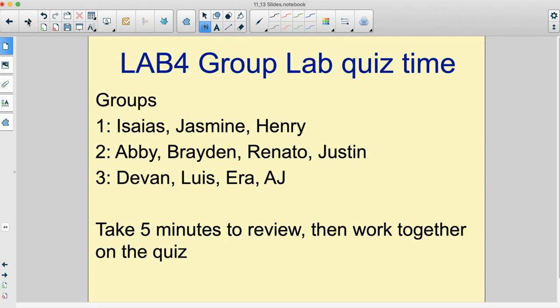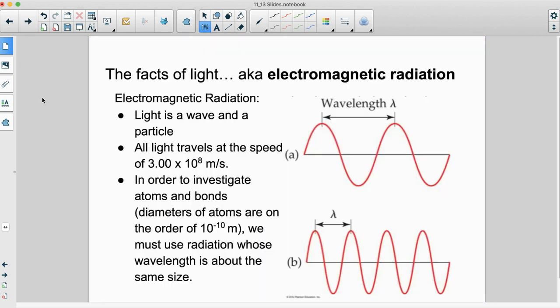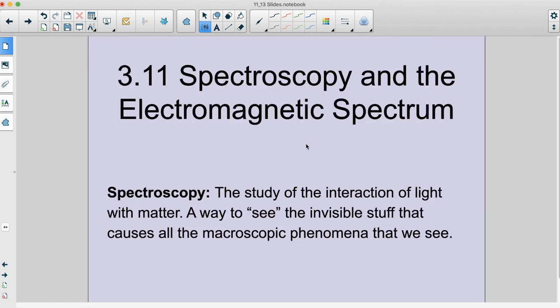All right, and then we had a Lab 4 group quiz. I talked about some reflection questions, and then we went into 3.11. Actually, this is 3.11 and 3.12, both of these. So we started talking about spectroscopy. What is spectroscopy? Well, it's this amazing study of the interaction of light with matter.